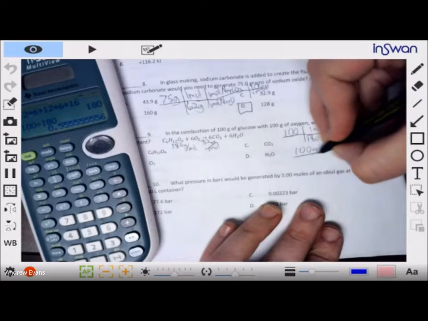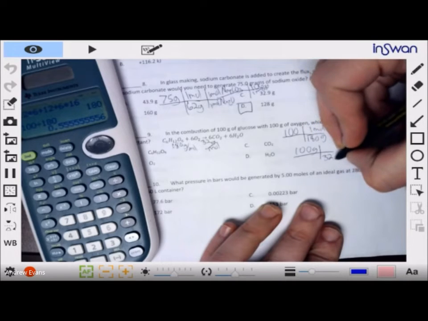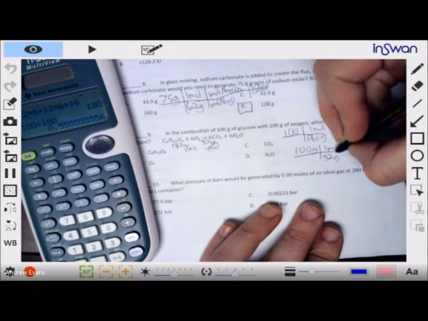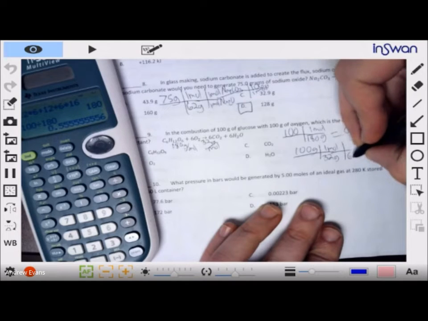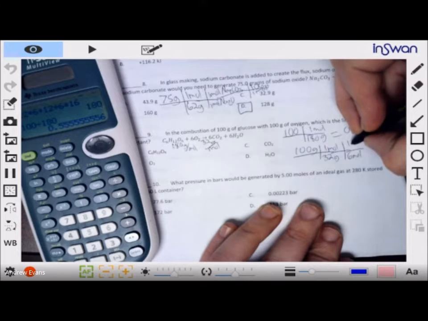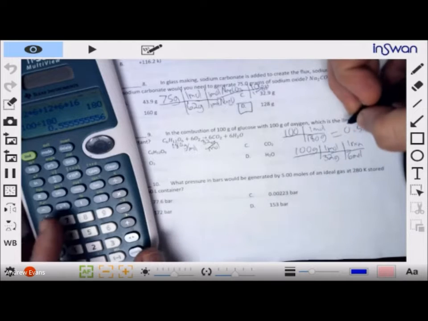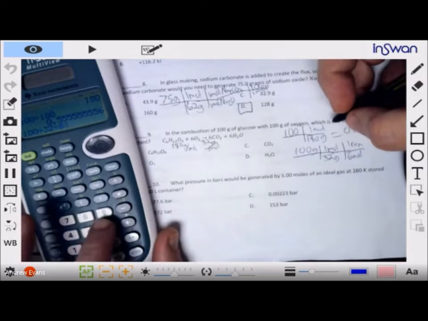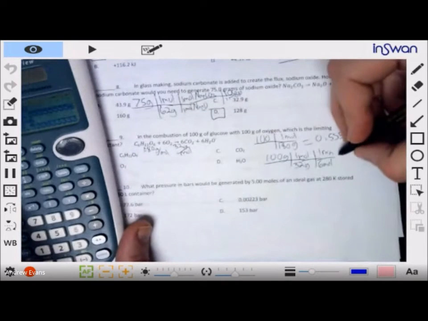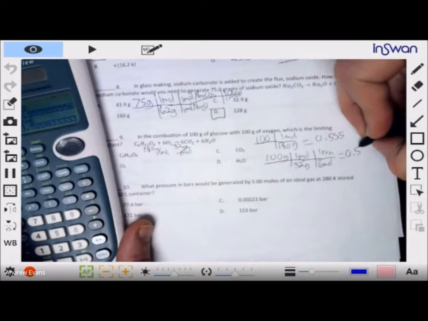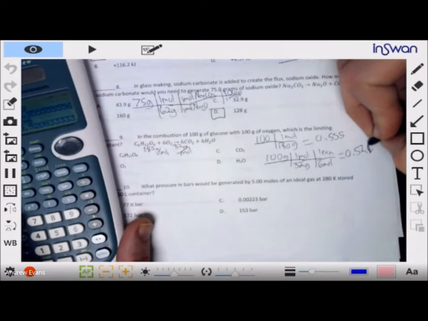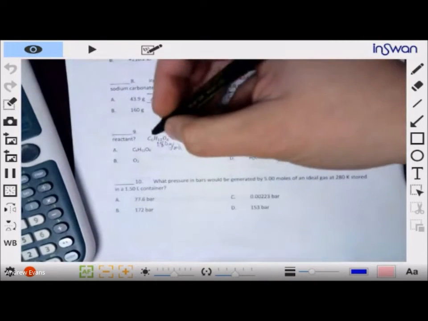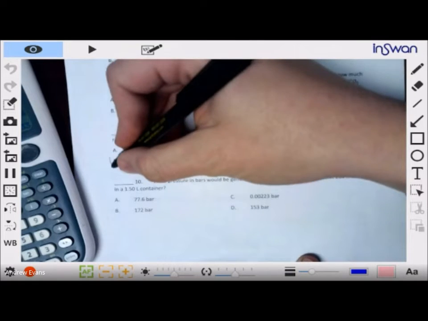However, same amount with oxygen, 1 mole, but for every time you run the reaction, you use 6 moles of oxygen for 1 reaction. So 100 divided by 32 divided by 6, we can run the reaction only 0.521 times. So which one runs out first? Actually, it's oxygen.